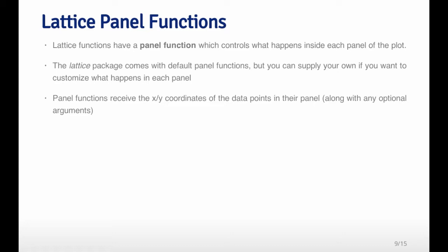Basically, each panel function receives the x and the y coordinates of the data points in that particular panel. So remember, each panel is going to represent a subset of the data, which is defined by the conditioning variable that you give it. And so for every panel, the panel function will get the xy coordinates of the points that are in that plot.